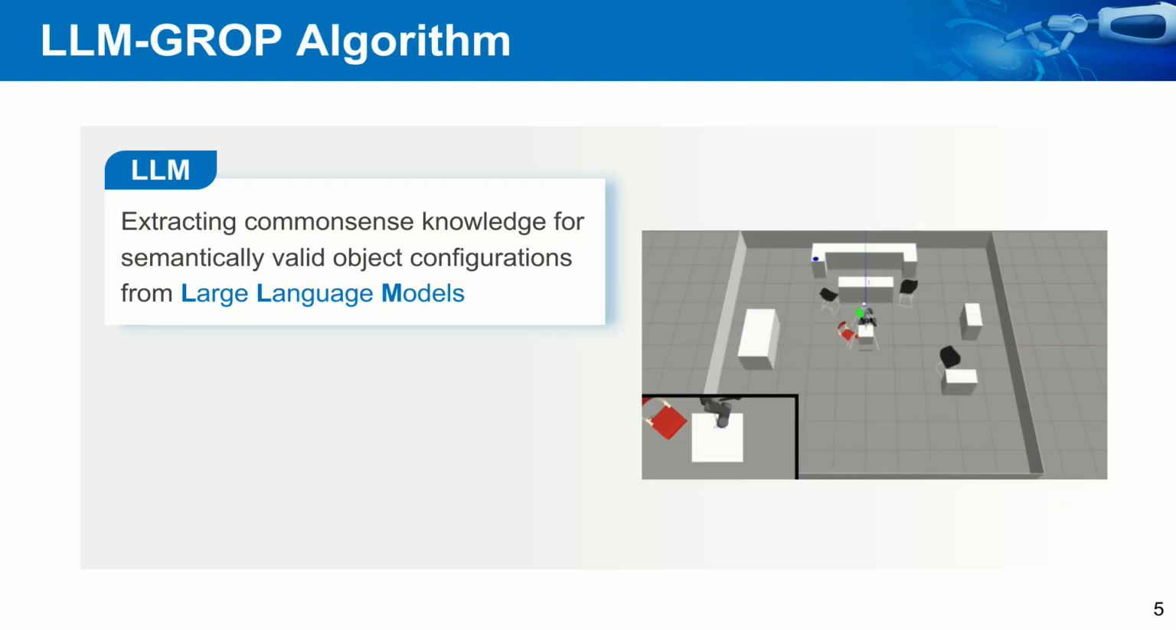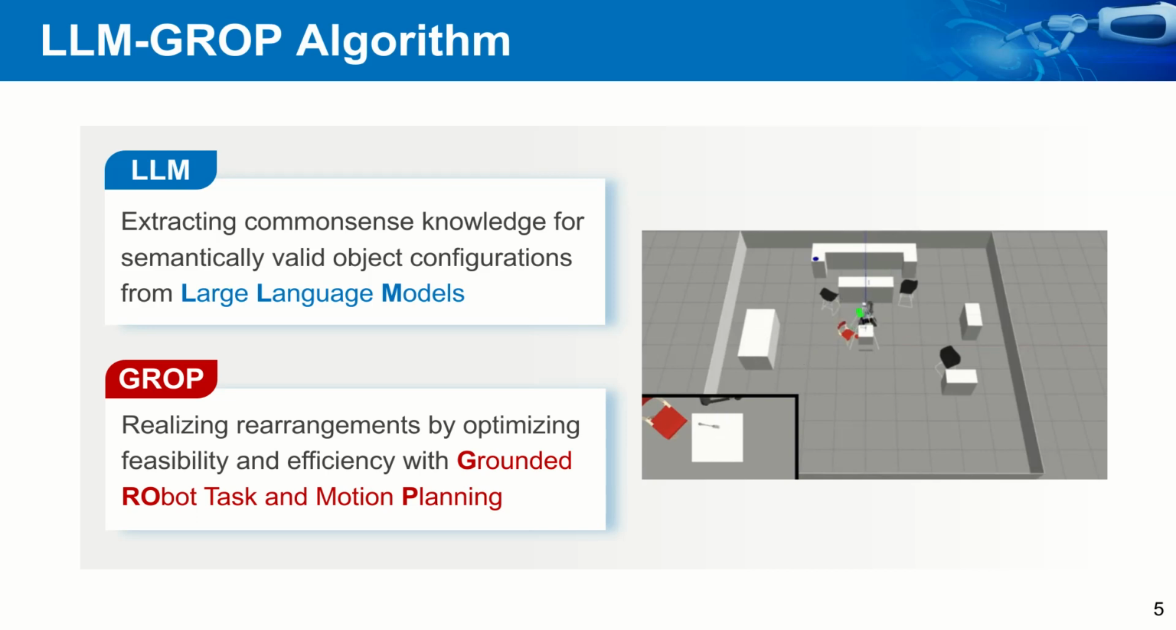To handle these challenges, we have developed a new framework called LLM Group. LLM Group consists of two components, a large language model and Group. In the LLM, we extract common sense knowledge. It converts natural language commands into semantically meaningful object configurations. Group is a task and motion planner, which enables the robot to complete the object placements.